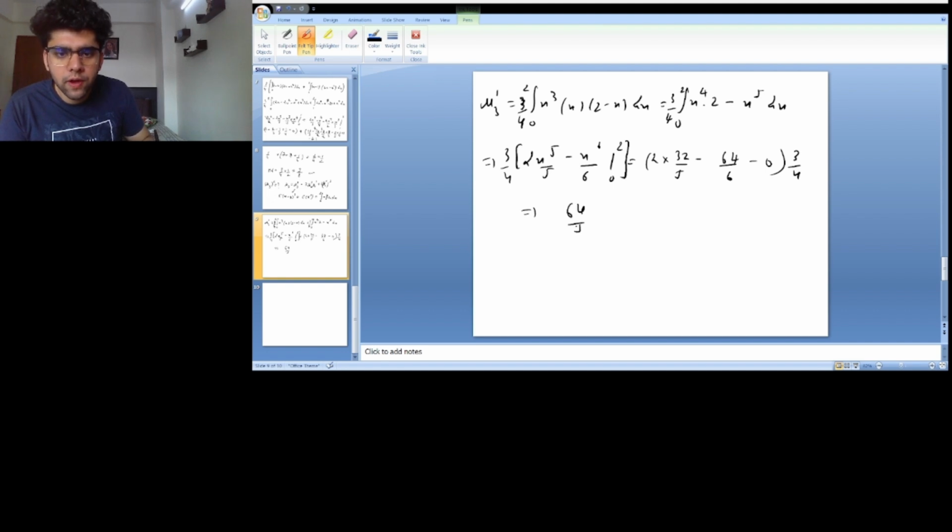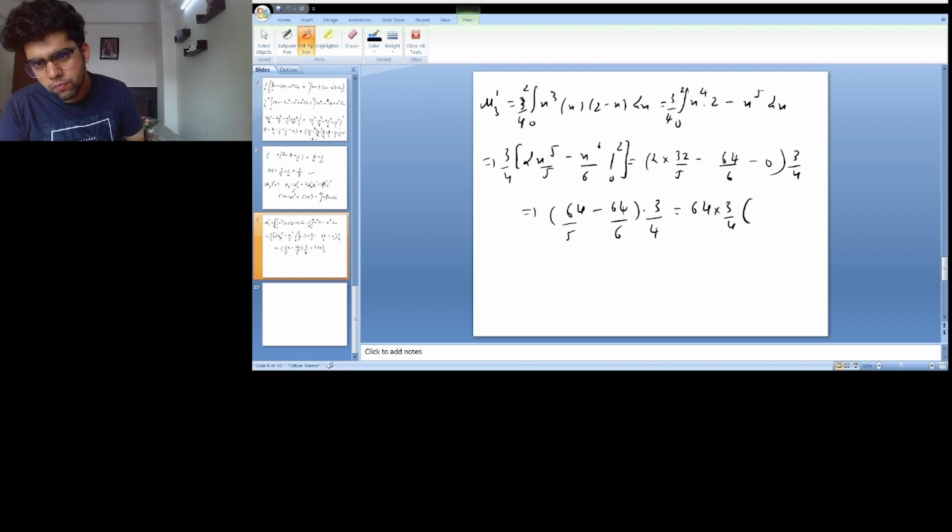So 64 upon 5 minus 64 upon 6 into 3 by 4. Can I take 64 out common into 3 by 4? This becomes 30, the LCM of 5 and 6, and this gives me 6 minus 5. 4 into 16 is 64. Um, 48.